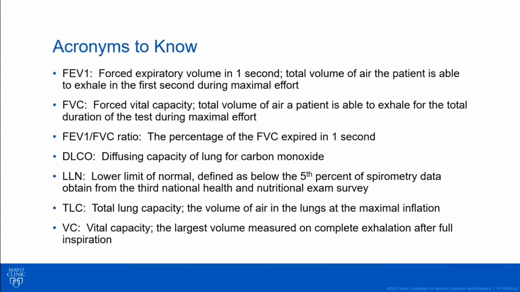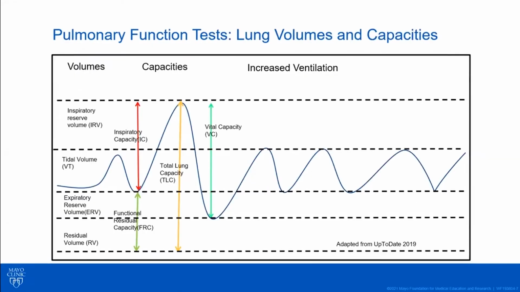Here are just some acronyms to know. The main ones that I really want to highlight for today would be the FEV1, the forced expiratory volume in 1 second, which is how much air the patient can blow out. FVC is exactly how much air totally they can blow out. And then you have that ratio, which is really important, especially with our obstructive patients, and diffusing capacity. We'll talk a little bit about that too. I'll highlight those as we go on and talk about pulmonary function testing specifically.